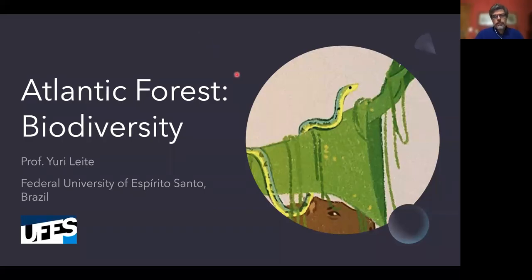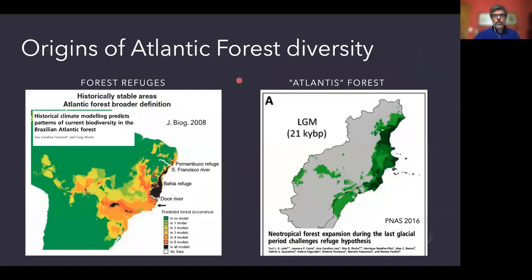Now let's talk about the biodiversity of the Atlantic rainforest. First of all, the origins of this biodiversity. There's basically two sort of competing hypotheses regarding the current diversity that we see along the Atlantic forest and the distribution of this diversity. One of them is related to the idea of forest refuges.